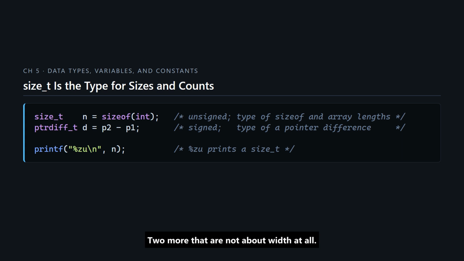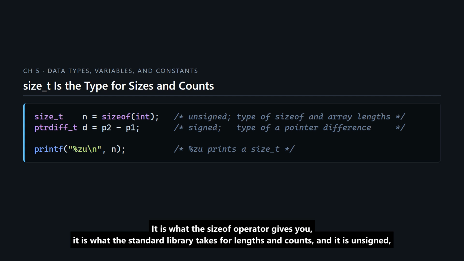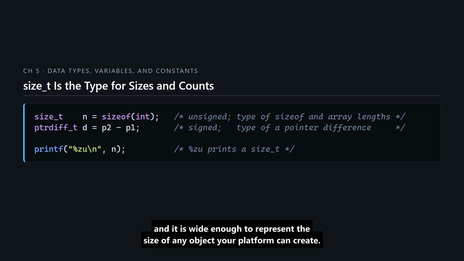2 more that are not about width at all. size_t is the type of anything that counts bytes or array elements. It is what the sizeof operator gives you, it is what the standard library takes for lengths and counts, and it is unsigned. And it is wide enough to represent the size of any object your platform can create.